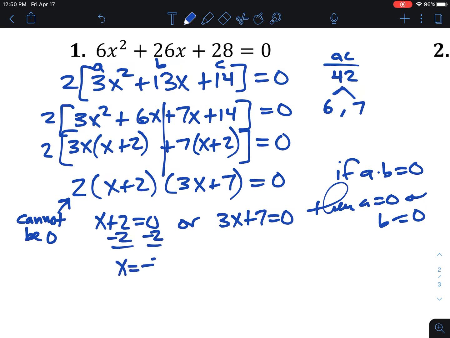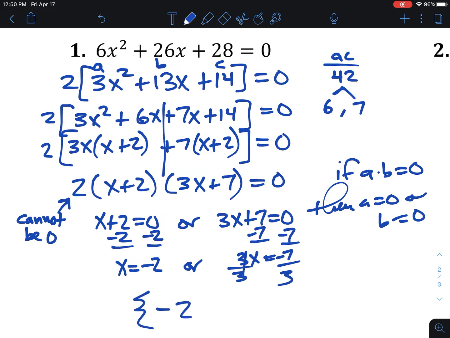So we get x equals negative 2, or 3x equals negative 7, which means x is negative 7/3. So our two options are negative 2 and negative 7/3.